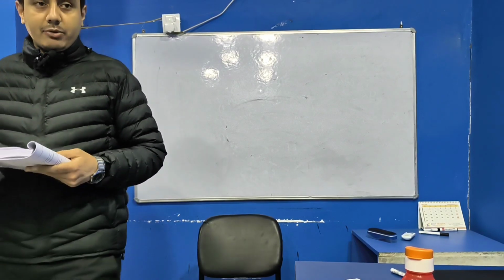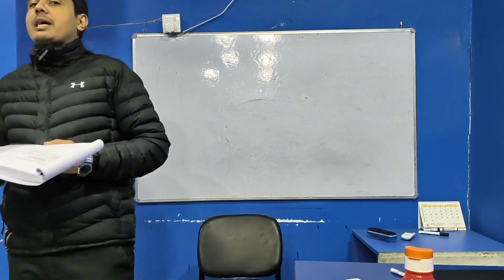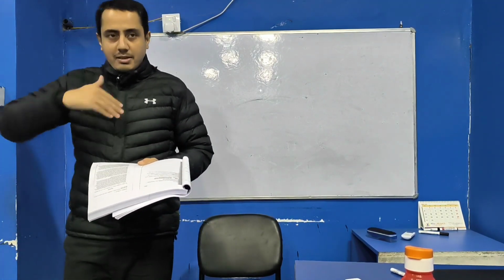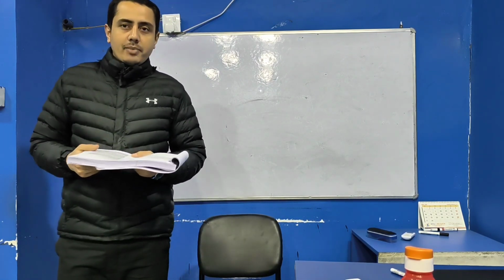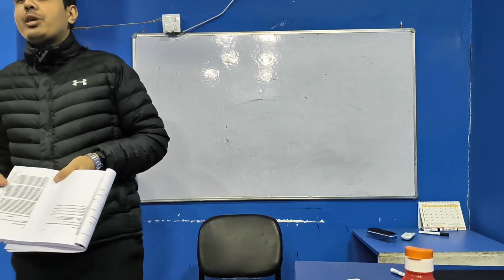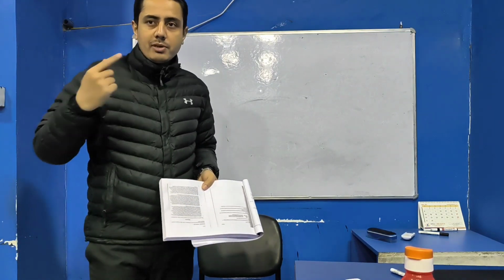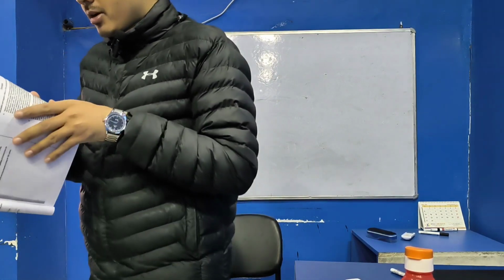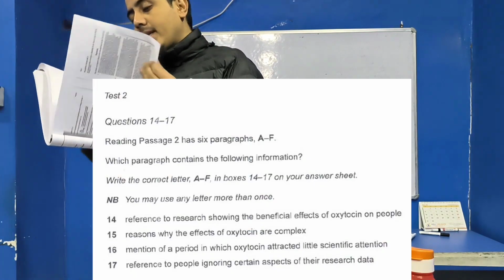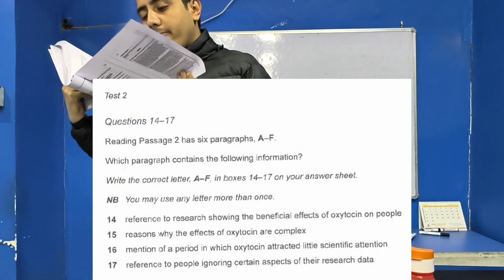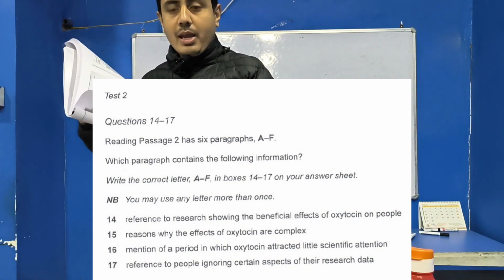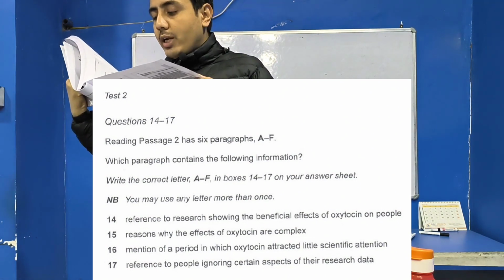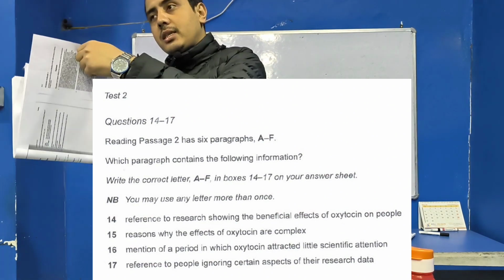That could happen in questions like these. Some paragraphs have no answer, some paragraphs have multiple answers. It could happen. Now there are only two questions remaining, and it is always useful to remind yourself of the questions before you search for what you are searching. Number 15 and number 17 are remaining. 15, effects of oxytocin are complex, and the reasons why they are complex. And number 17, people ignoring research data. They did research, they found something, they ignored that. Okay, let us keep on reading.